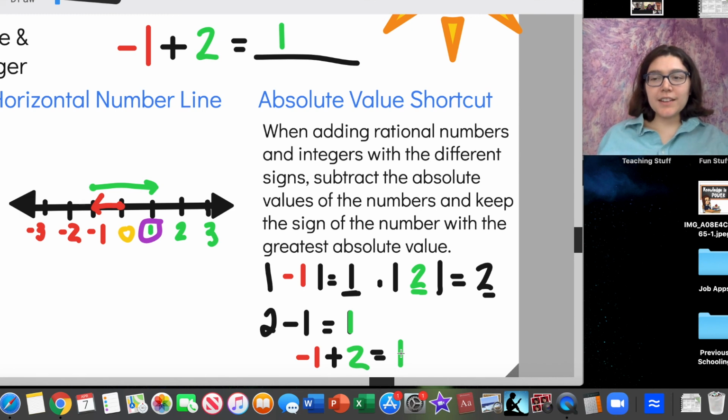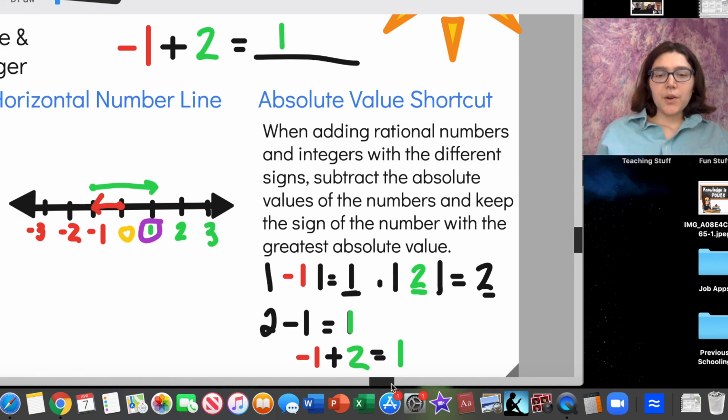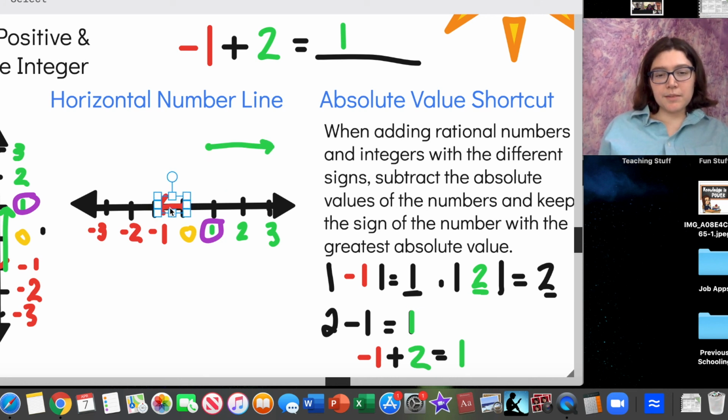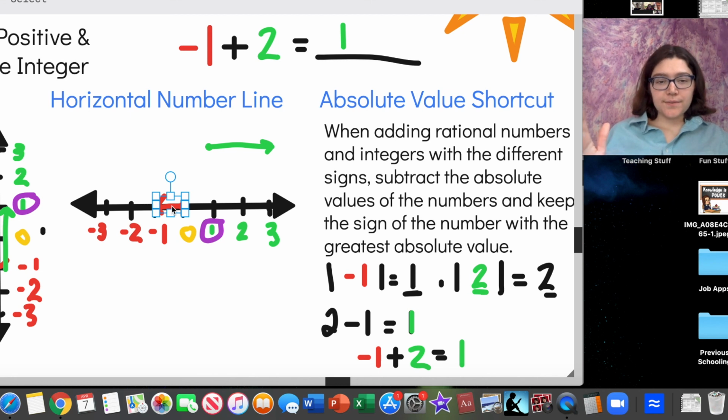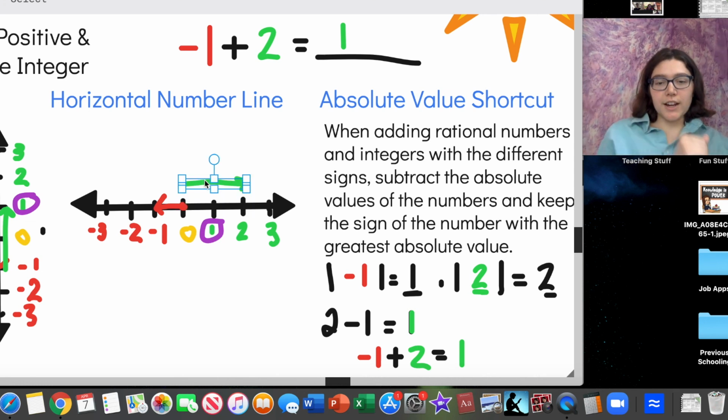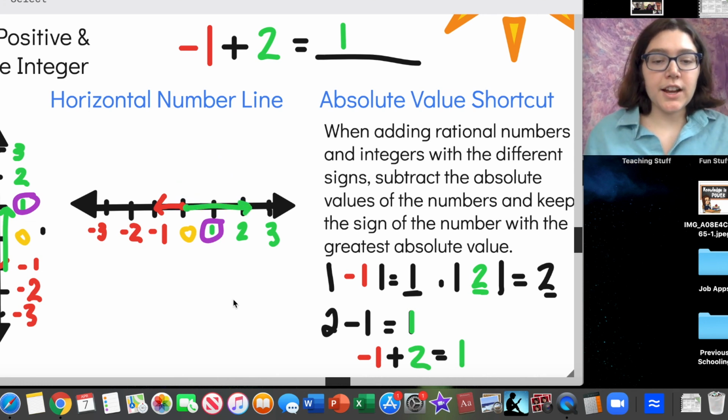Now, why does this work? What does that mean? How does any of this connect to absolute value? Well, what absolute value means is our distance from 0. So if I go back to my horizontal number line here, I have this negative 1, this arrow. That means my distance from 0 is 1 in the negative direction. And then I have 2. This is an arrow that's moving 2 to the right. So it's 2 in the positive direction.